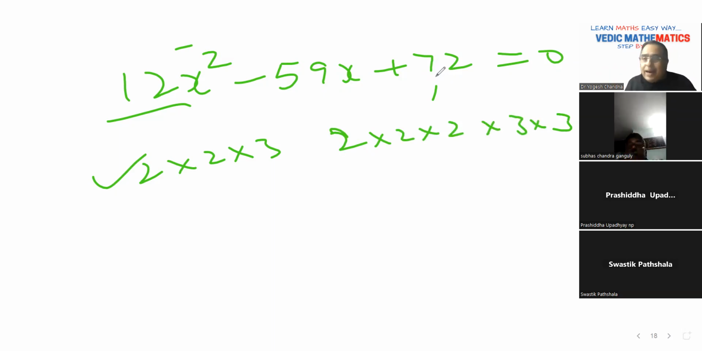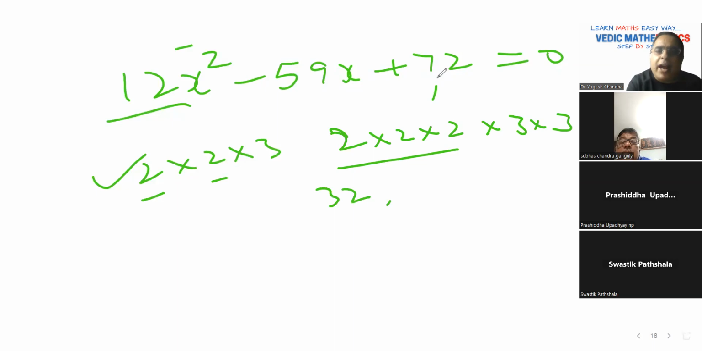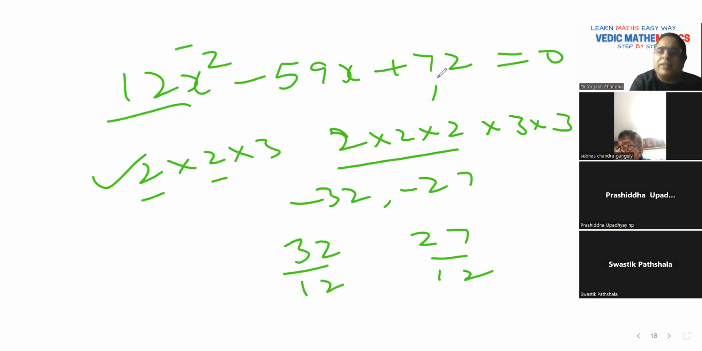Now we have to adjust so that I should get minus 59. And here it is positive. That means both are negative, we have to understand that. Correct. So what could be there? 32. Can we do it? 8, 16, 32, and 27. 32 and 27. They add to minus. So let's put signs. So reverse the sign and divide. Finish. So these are the roots.